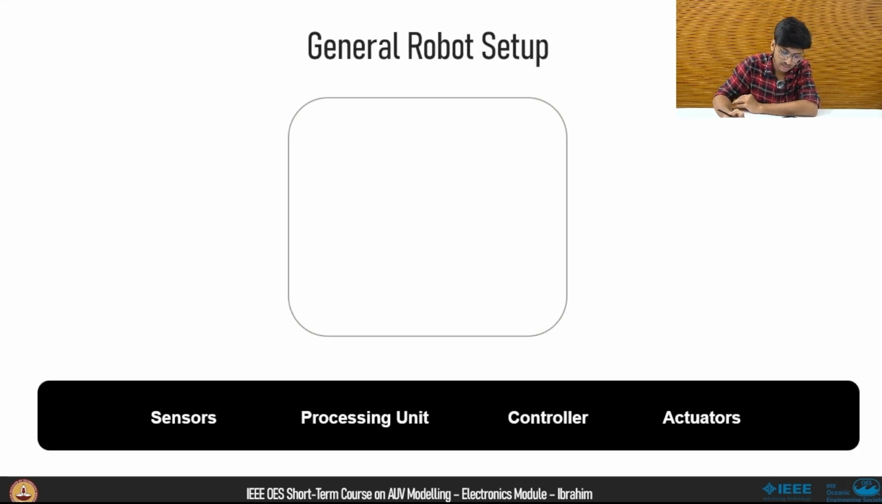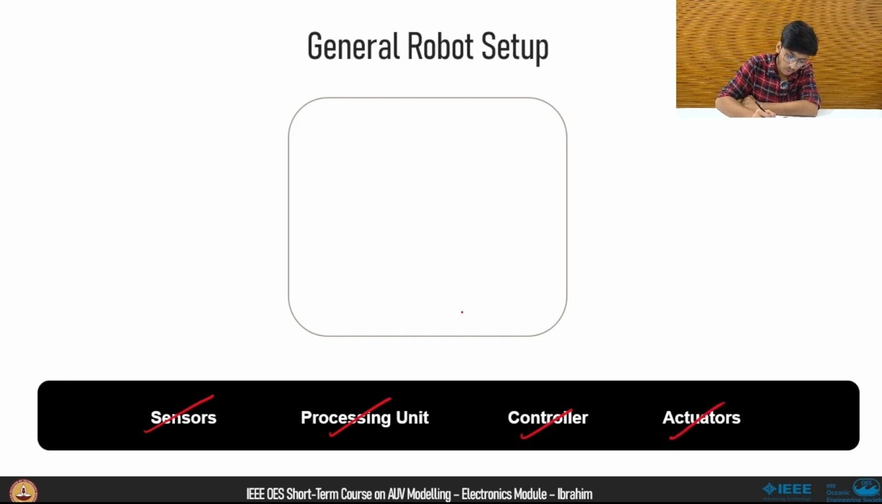Next, let's see the general robot setup. What's the main idea of a robot? You can think of a robot as similar to a human. Similar to us, who have sensory organs, a robot has sensors to perceive its environment. Then you have a processing unit like our brain, to process the data from our sensory organs and take the necessary actions. Then you have controllers, which you can think of as similar to our nervous system. Then finally you have actuators, which are more similar to muscles.